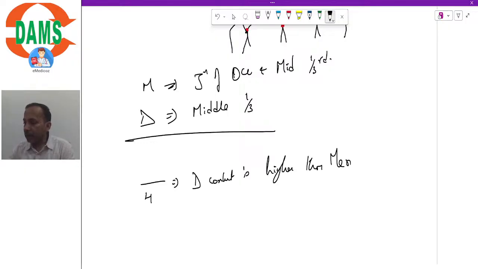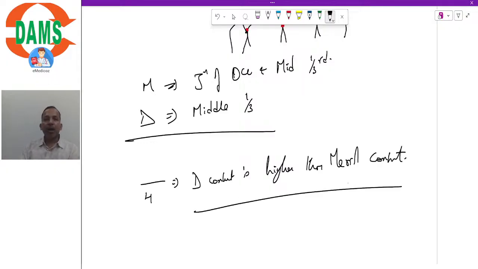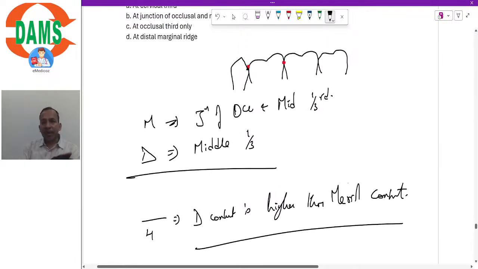than the mesial contact, right? So apart from this mandibular first premolar, everywhere else the mesial contact is higher as compared to the distal contact. Also, in all the posteriors, the mesial contact is at the junction and the distal contact is in the middle third. Which other tooth does not have its mesial contact higher than the distal contact?